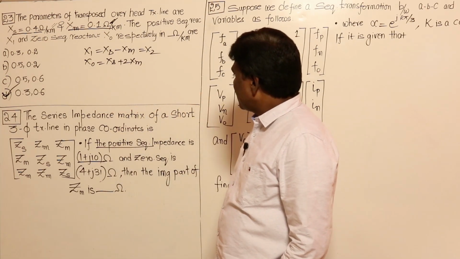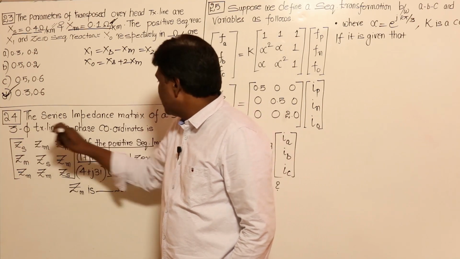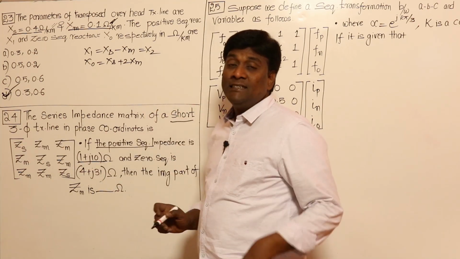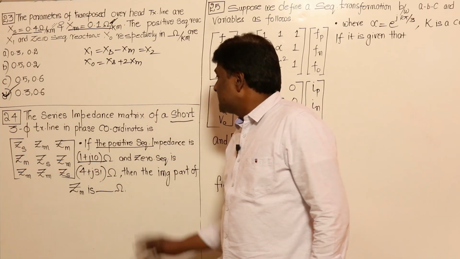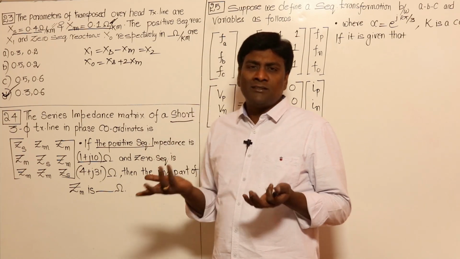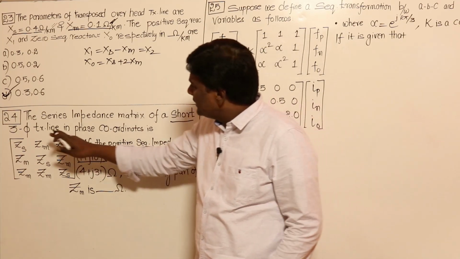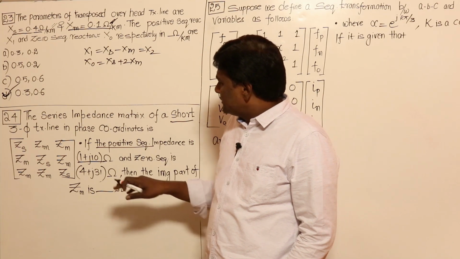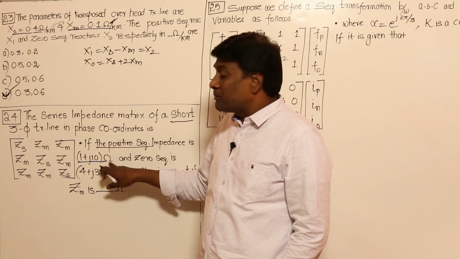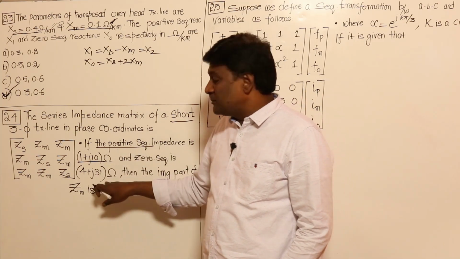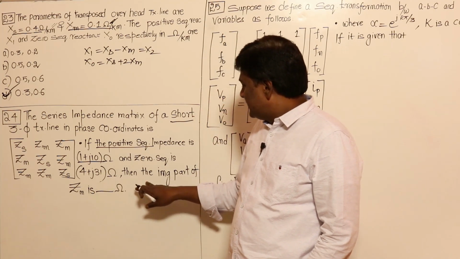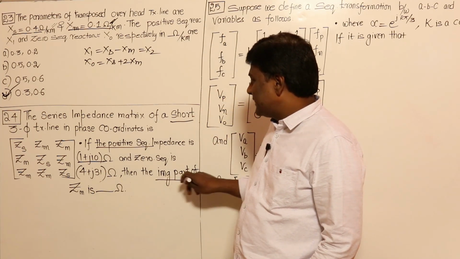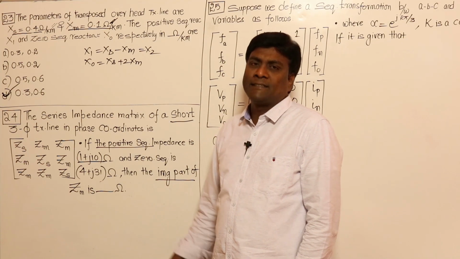The series impedance matrix of a short three-phase transmission line. Why did they say short? Because they are saying short so that they are indirectly not considering capacitance. That's it. In phase coordinates, if the positive sequence impedance is 1 plus j10 and the zero sequence impedance is 4 plus j31, then the imaginary part of Zm, in the sense XM, is.